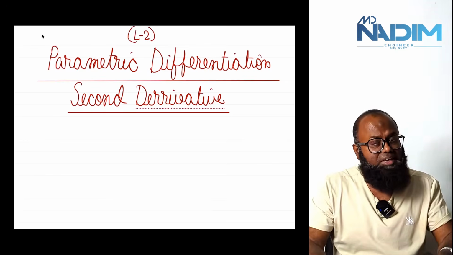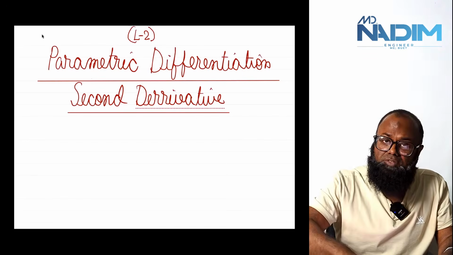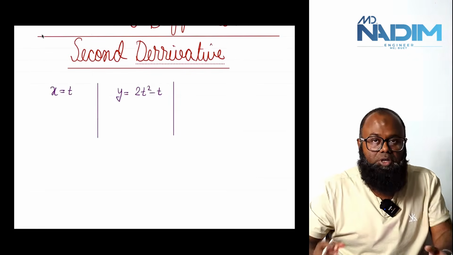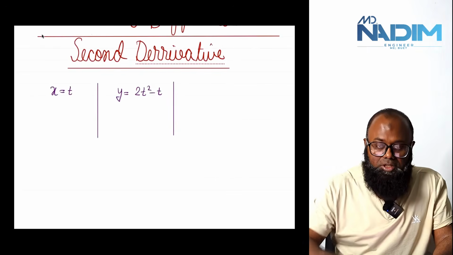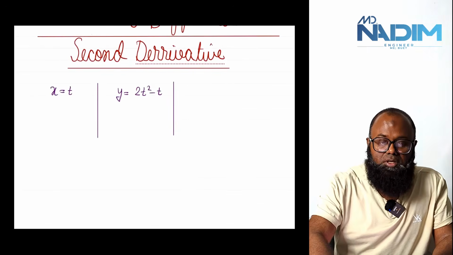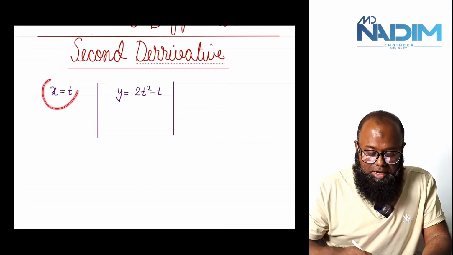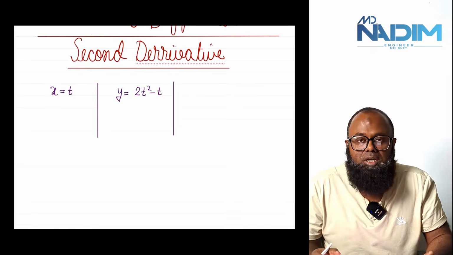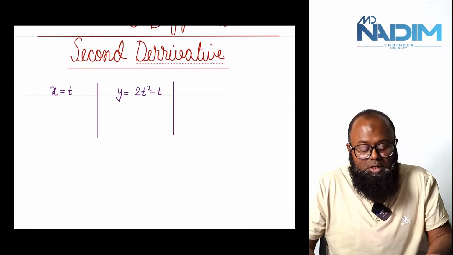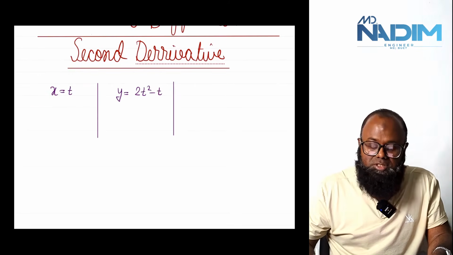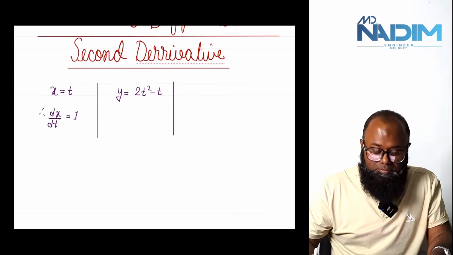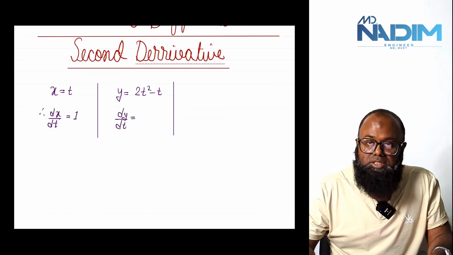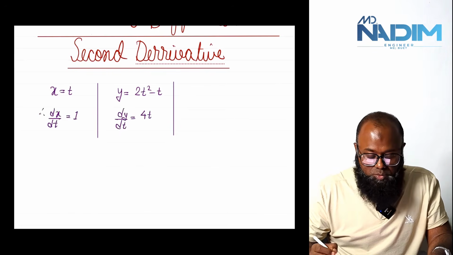So let us start with a very simple parametrically defined equation. Say x is equal to t and y is equal to 2t squared minus t. Now, if I ask you to find dy by dx, how do we do that? We need to find dx by dt first. So dx by dt would be 1 here. And dy by dt is 4t minus 1.